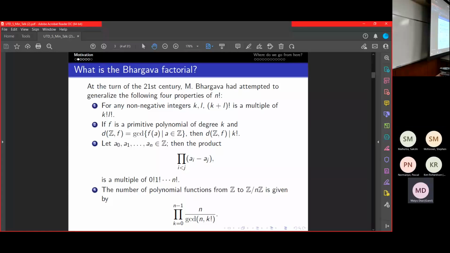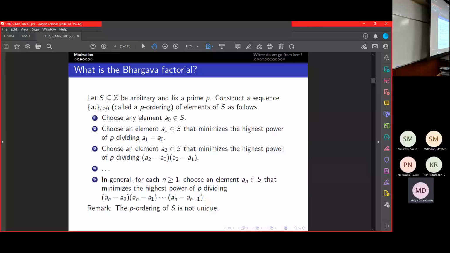And then if I'm interested in counting the number of polynomial functions from Z to Z mod nZ, then it's given by this formula. And Bhargava was interested in generalizing these 4 properties. So what he did is first he picked an arbitrary subset of the integers and fixed a prime p. And he wanted to construct a sequence called a p-ordering of elements of S, and he did as follows.